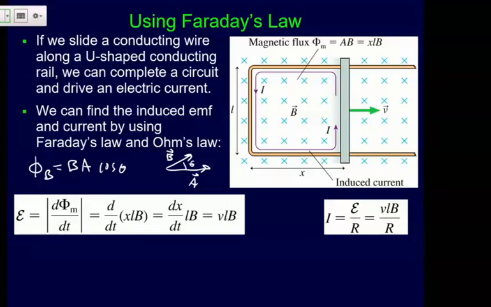So in this example we did last time of the motional EMF, of this bar sliding down the line, if we set up our magnetic flux, the B field is just the B field, and the area would be the area of this square, or what will soon become a rectangle as the bar moves over. And so what we can do is just call that area L times X.